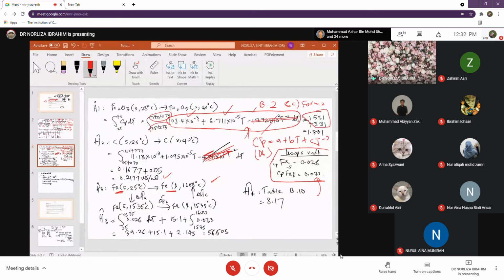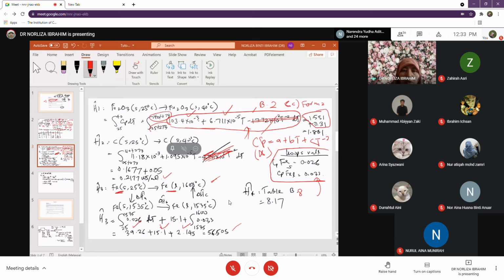Cox rule is B10. Sorry, this one is supposed to be B8. Cox rule is B10. Yes. Alright, so you put it there, you integrate here for the solid. This is the heat of melting, 15.1. And this is the integration from 1535 to 1600. So you get 56.505 for the H3.